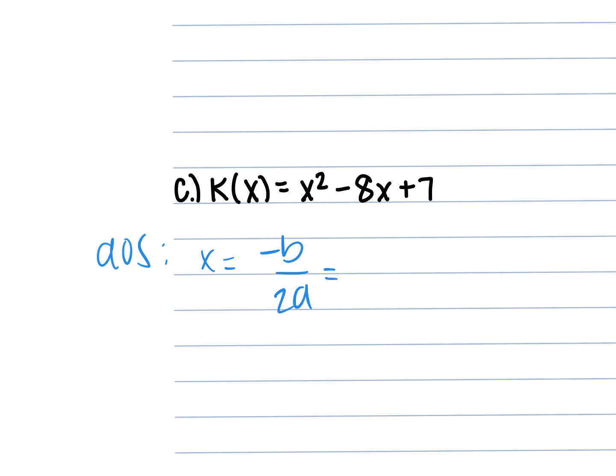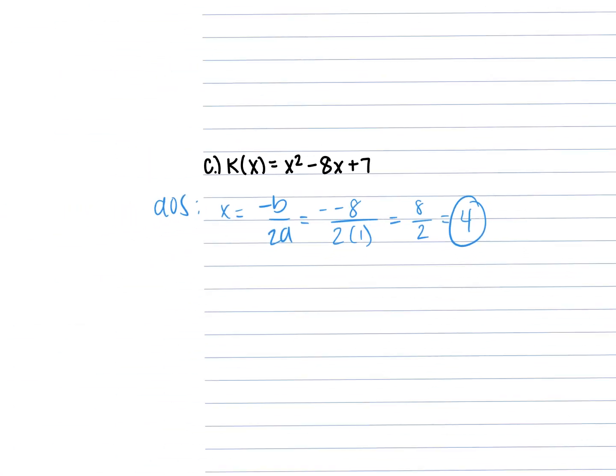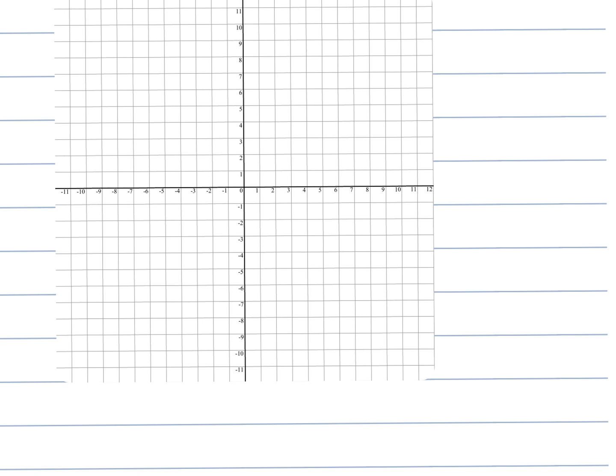Not 8. Negative 8 over 2 times 1, because your a value is 1. So you're going to get, what's a negative 8? Positive 8 over 2. What's 8 over 2? 4. Did we get an axis of symmetry of 4? No. We got an axis of symmetry of x equals 4. Thank you. So at x equals 4, we're going to draw a dotted line going up and down.